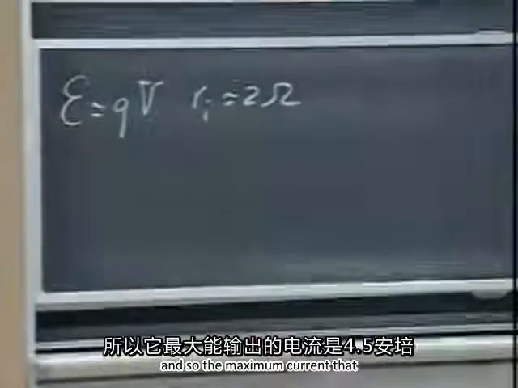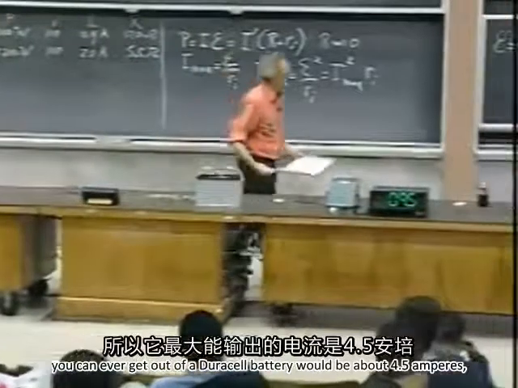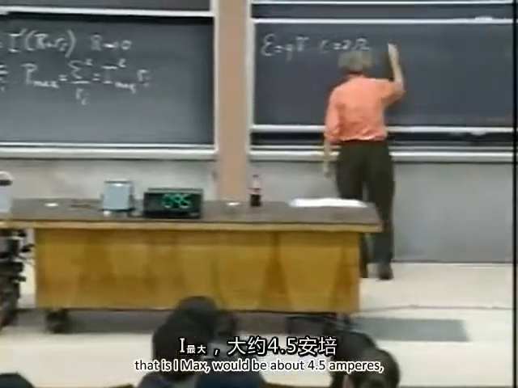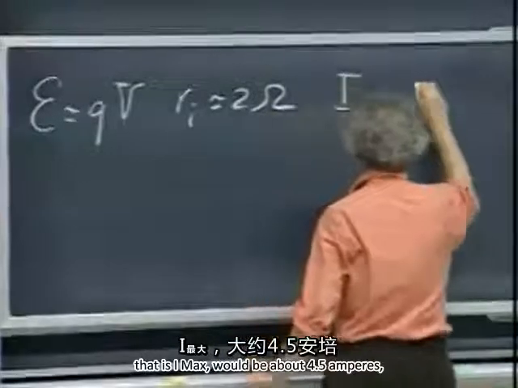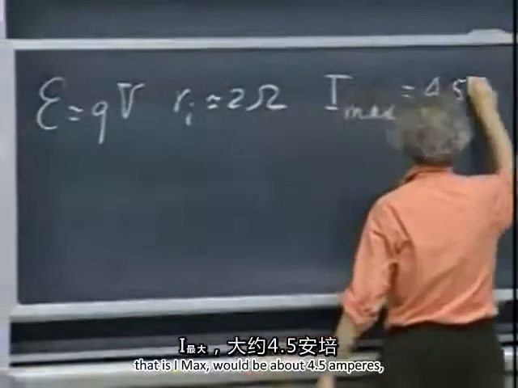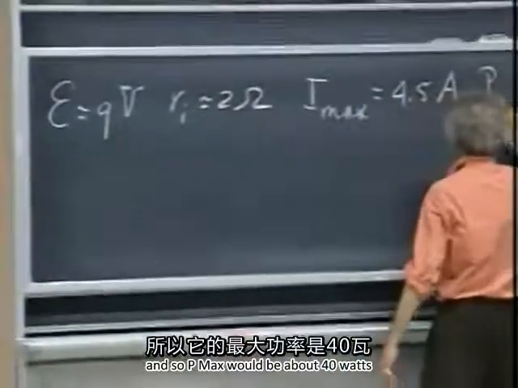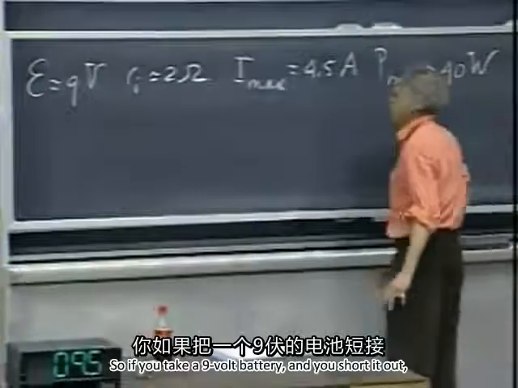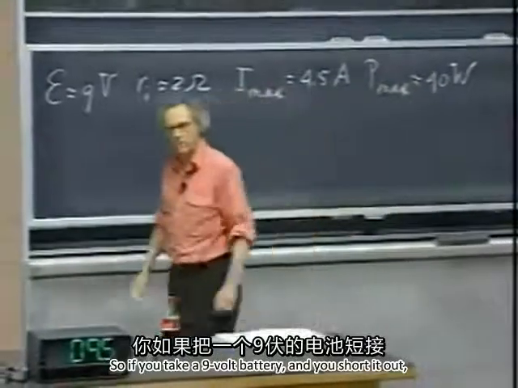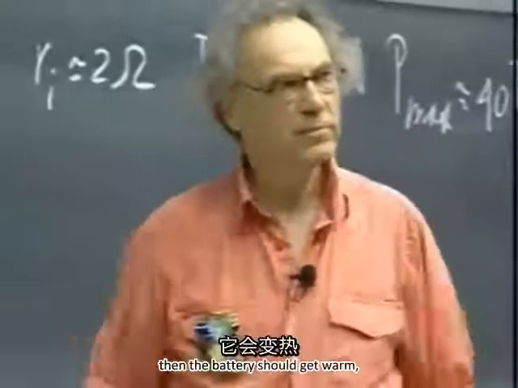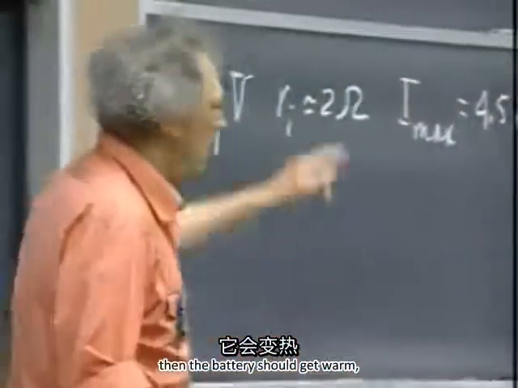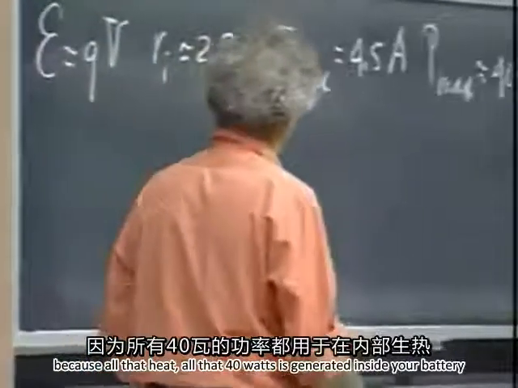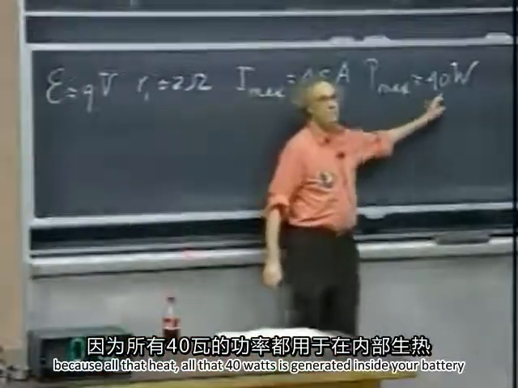And so the maximum current that you can ever get out of a Duracell battery would be about 4.5 amperes. That is I max. And so P max would be about 40 watts. So if you take a 9-volt battery and you short it out, then the battery should get warm, because all that 40 watts of heat is generated inside your battery.